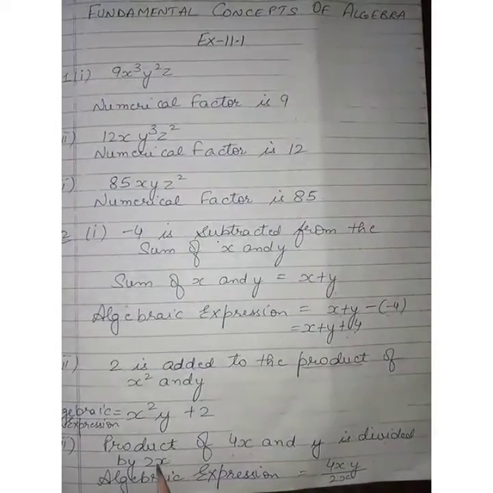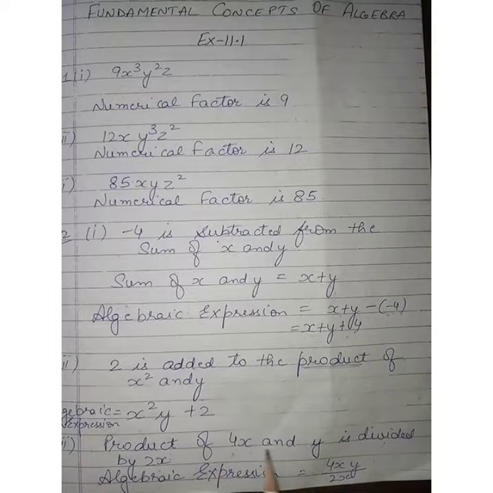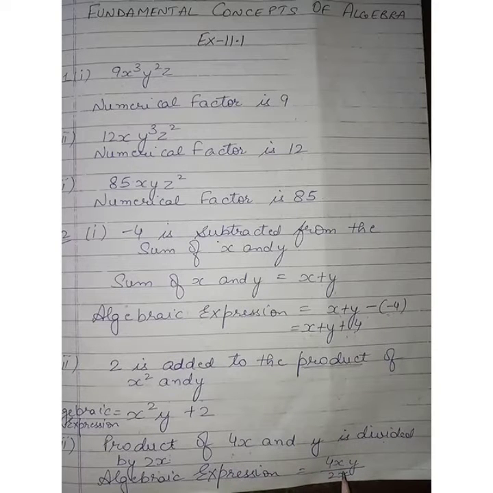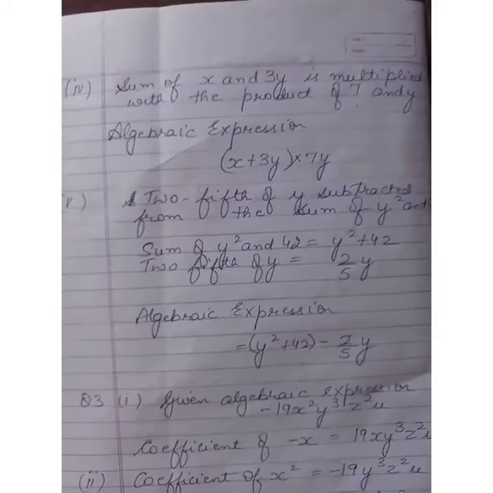Now third part is product of 4x and y is divided by 2x. First we will multiply 4x and y and we got the answer 4xy and then divide it by the 2x. So your algebraic expression is 4xy divided by 2x. Now move to fourth part.